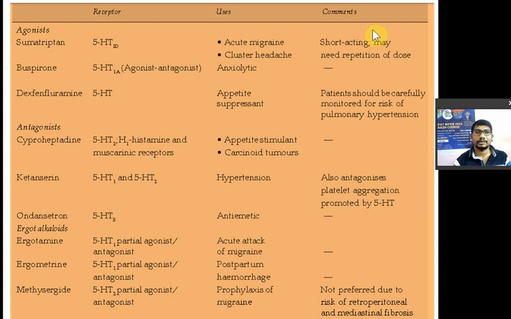Now it is short acting, as I said earlier, and needs repetition of doses. Since it is short acting, the dose has to be given again and again. Now the second agonist, buspirone. Buspirone is an agonist of the 5HT1A receptor. It is an agonist-antagonist type, meaning it is a partial agonist. Buspirone is a partial agonist to 5HT1A, so it is useful as an anxiolytic agent.